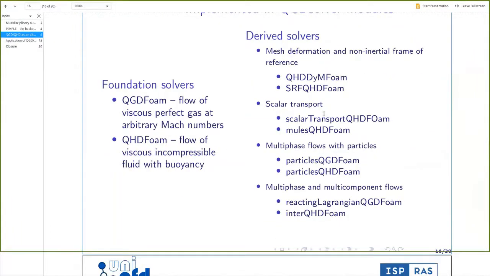Here you can see two groups of solvers. One group is foundation solvers, so solvers for compressible gas flow, and one solver for incompressible viscous flow with buoyancy, and several derived solvers for mesh deformation, for flows with particles, and for multi-component and multi-phase flows.